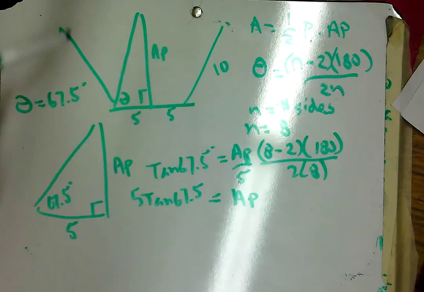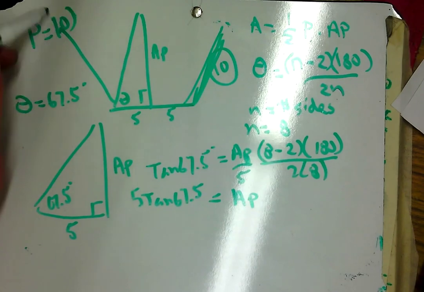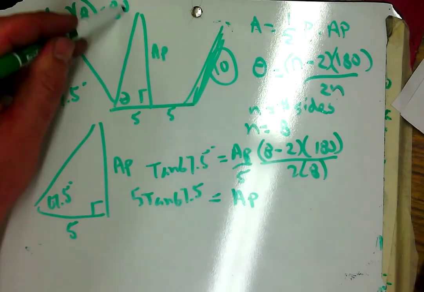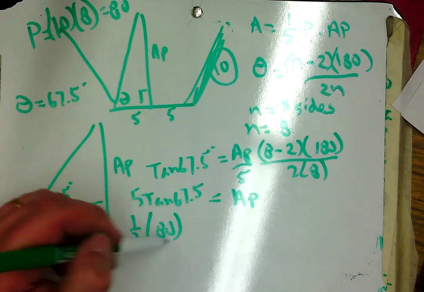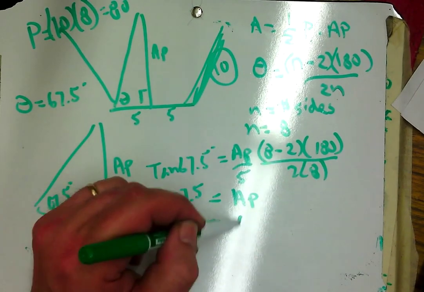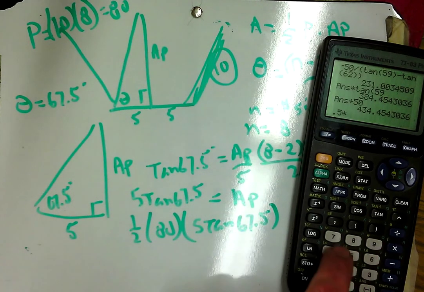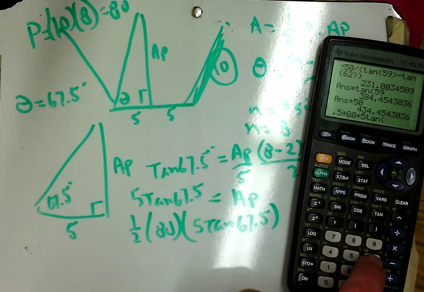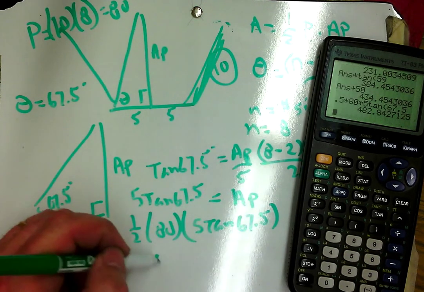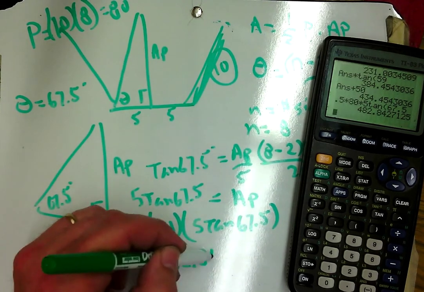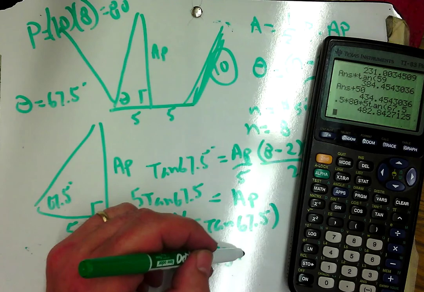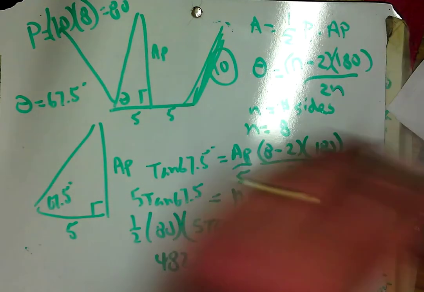Remember, we also need the perimeter. If each side is 10, and this is an octagon, the perimeter is 10 times 8, or 80. So we want 1/2 times 80 times 5 tan 67.5. So 0.5 times 80 times 5 tan 67.5, and I get 482.843 square centimeters. That's part 1 of Station 15.